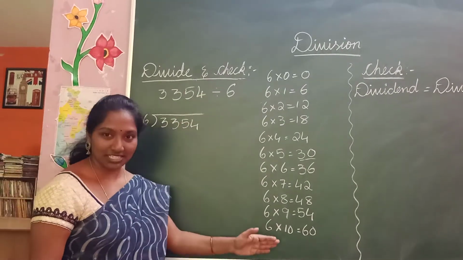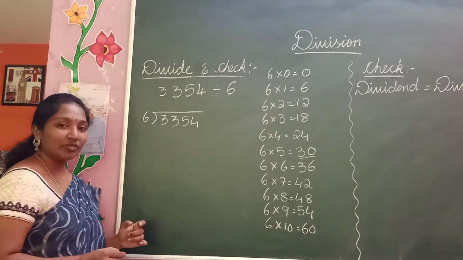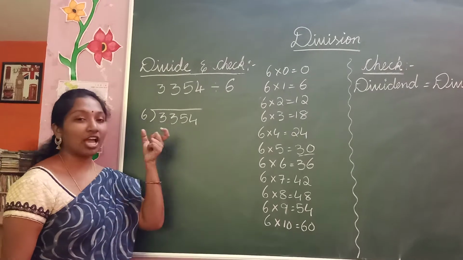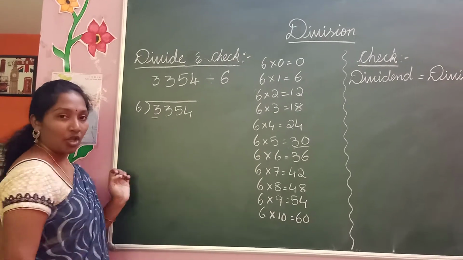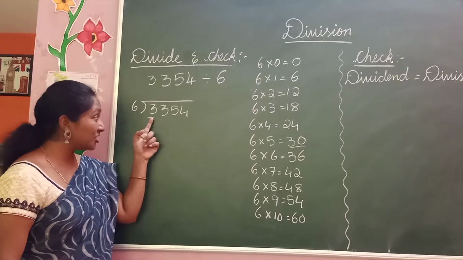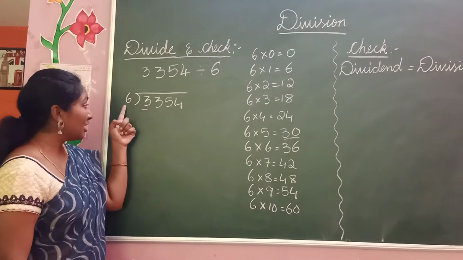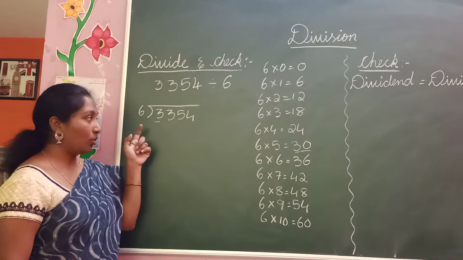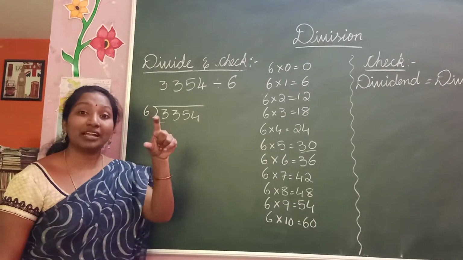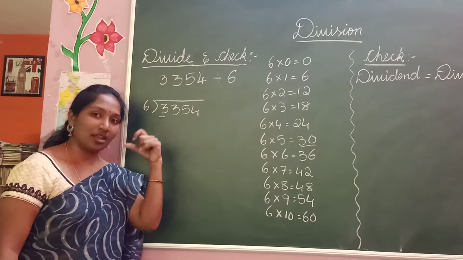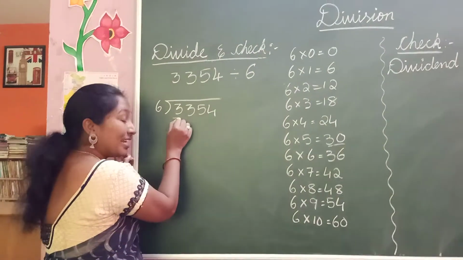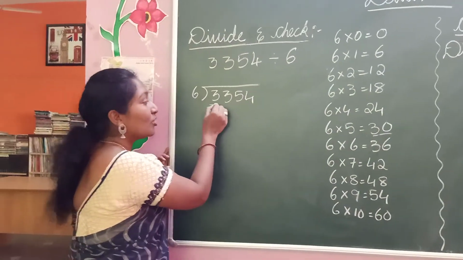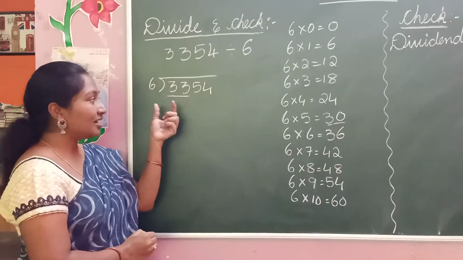You have to divide with 6, so I have written the 6 table here. Here you will get one doubt: how many digits do you have to consider? First see the first digit. The inside digit, the first digit, is 3, and the outside one is 6. Always the inside digit should be greater than the outside one. Here 3 is smaller than 6, so consider 2 digits, 33.